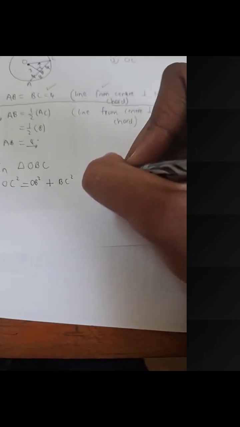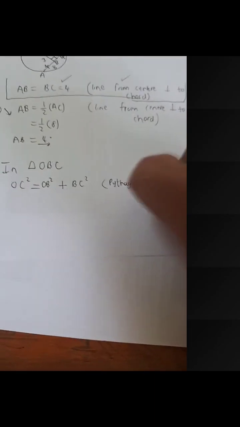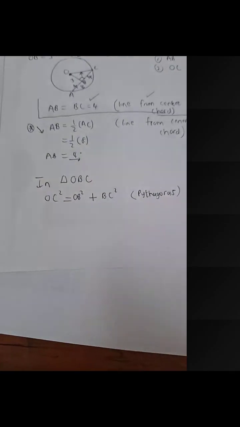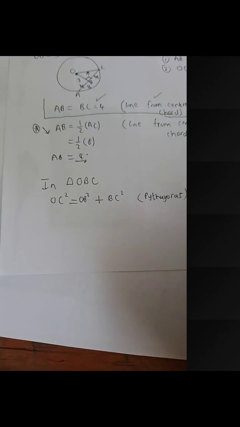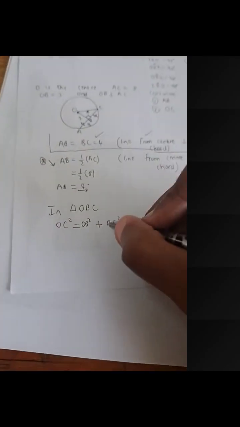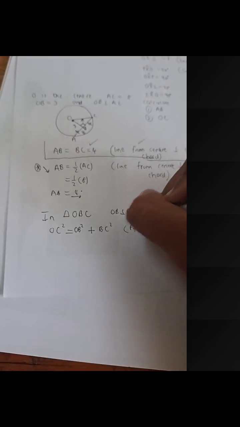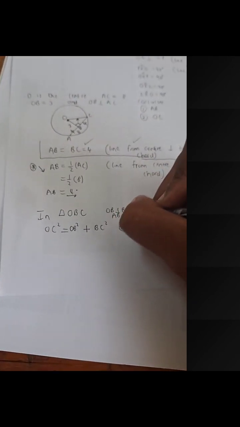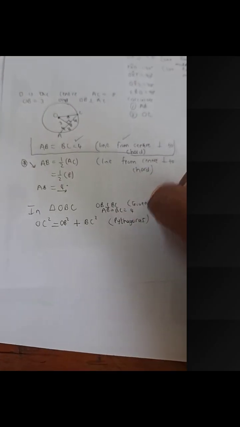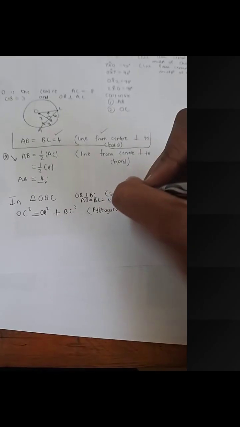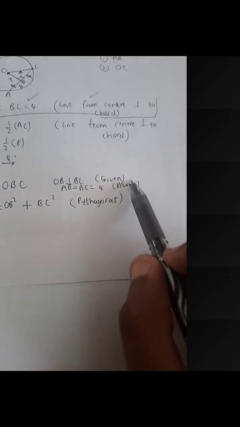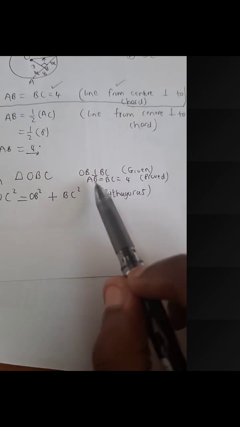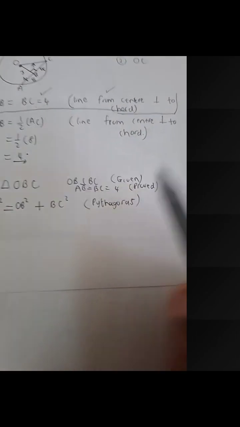The reason is that I use Pythagoras. Very important. But maybe before you even say that, what would be very important to say would be the following. OB is perpendicular to BC. That is given. AB is equal to BC. That's already 4 units. We already established that from the top because we proved that. That's why I say it was proved. So OB is perpendicular to BC. That's given. AB is equal to BC. I know that was proved above. And then I use Pythagoras.